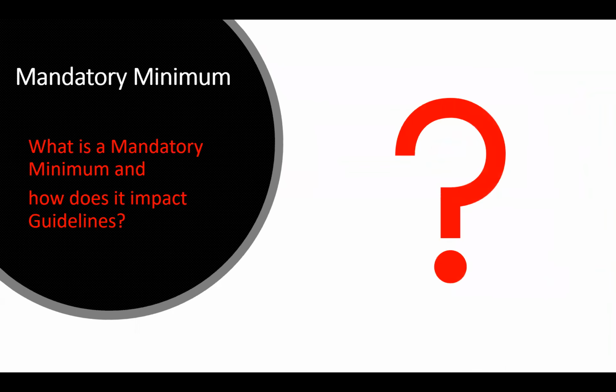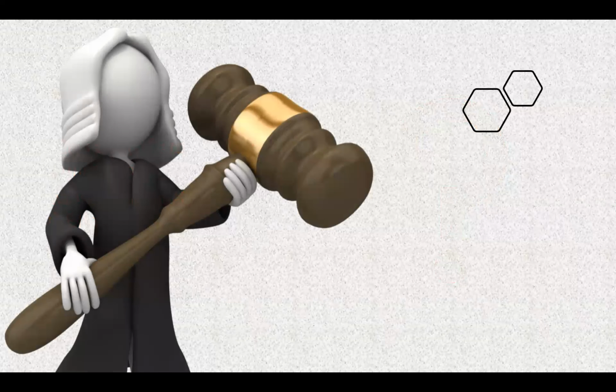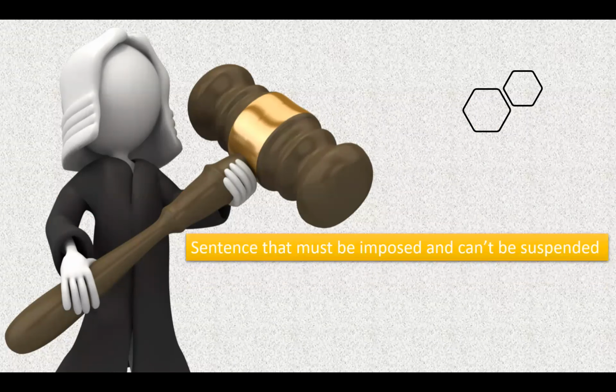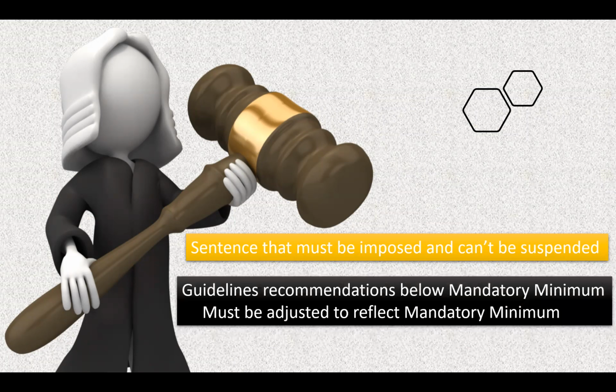So what are mandatory minimums and how do they impact the sentencing guidelines? Mandatory minimums are statutory sentencing mandates that operate independently of the recommendations of the guidelines. They also supersede these recommendations. They are sentences that must be imposed and cannot be suspended. In other words, if the guidelines recommendation falls below a mandatory minimum, the guidelines recommendation must be adjusted to reflect that mandatory minimum.